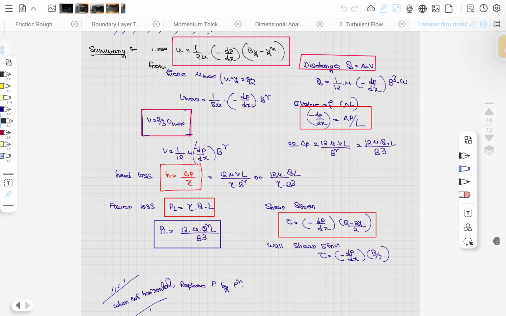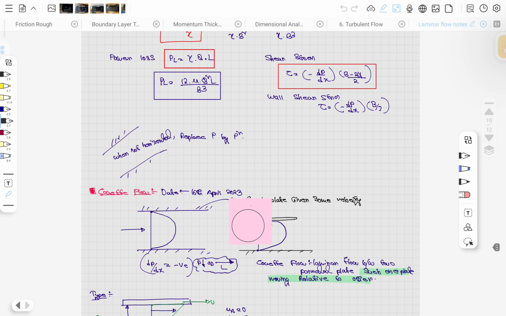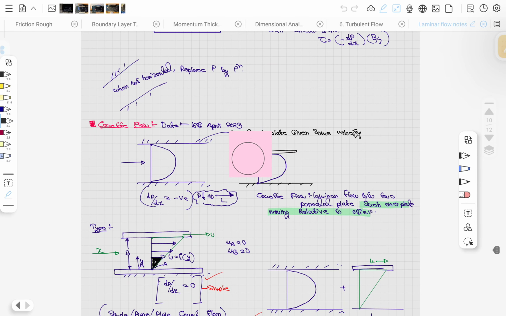So head loss is delta p by lambda, which is 12 mu v l by lambda b square, or 12 mu q l by lambda b cube. Power loss for the parallel plate is lambda q l, and P L equals 12 mu q l by b cube. For shear stress, tau equals minus dp by dx into (b minus 2y) by 2. Wall stress is tau equals minus dp by dx into b by 2. When the plate is not horizontal, p is replaced by the piezometric pressure.